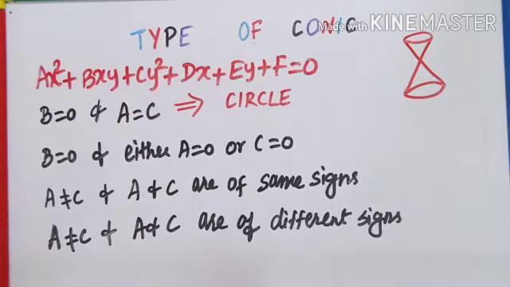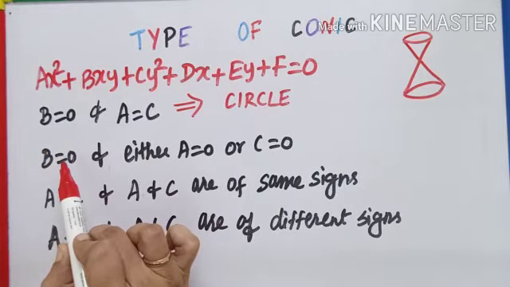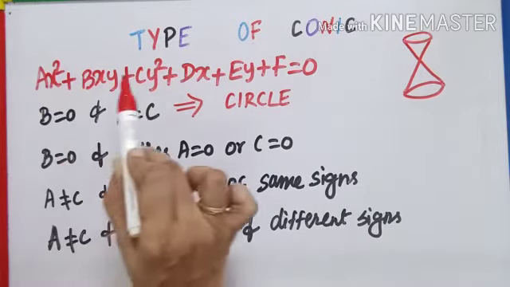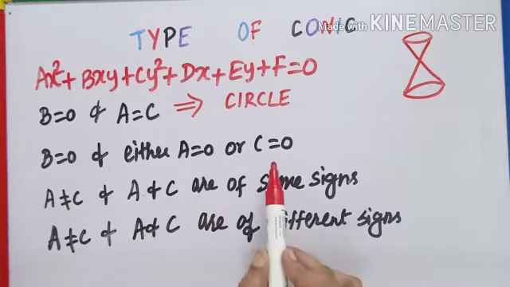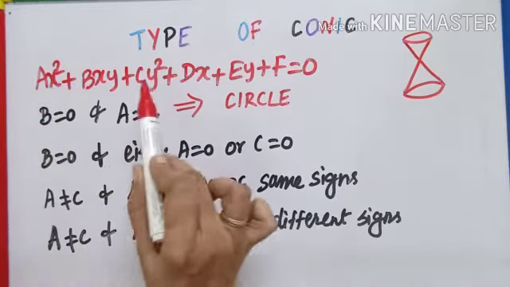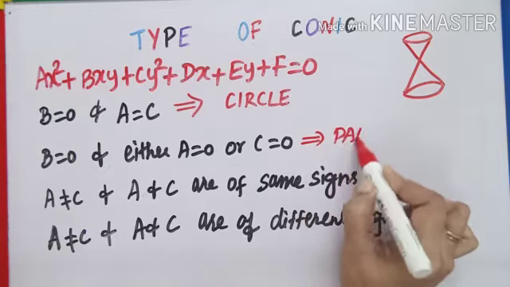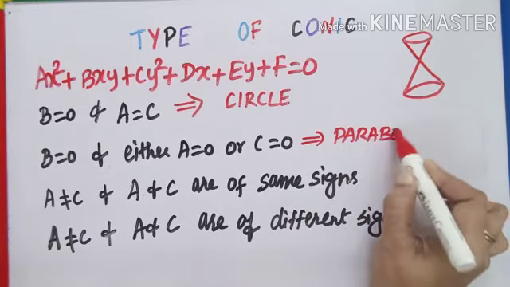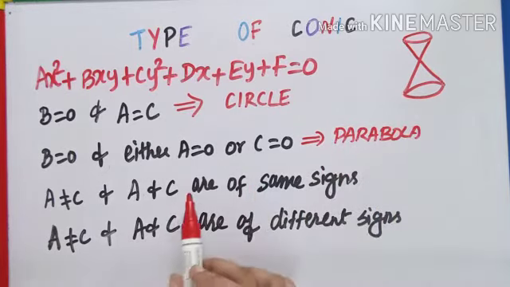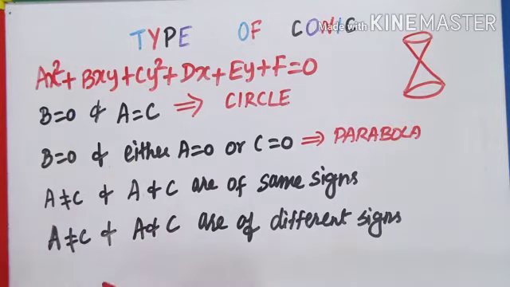The second case, now also there is no xy term, but either a or c, any one term, is 0. That is, in an equation, either x square should come or y square should come, and this I call a parabola. Not both the terms, x square term or y square term, should come in the equation. Also, the xy term should not come, that is b equals 0. This gives rise to a parabola.